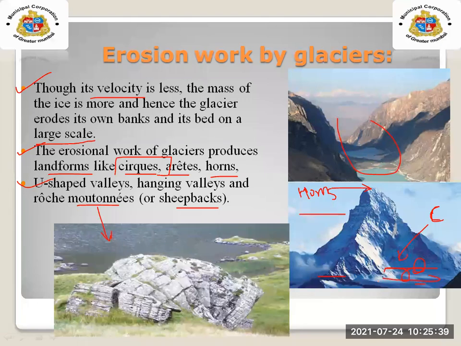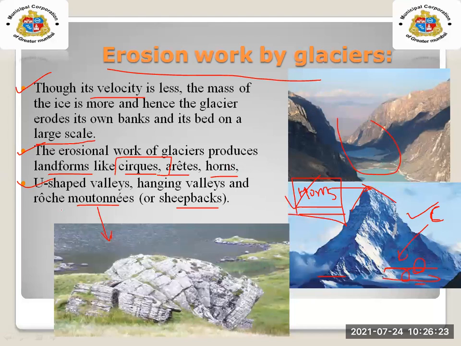Now I would like to tell you an example about the horn, students. This example you can see, it's in Europe. Europe is the world famous example of horns. Yes, you can search it also. Now we have studied about the horns and cirques. With these cirques, we can easily understand the erosion work of glaciers.